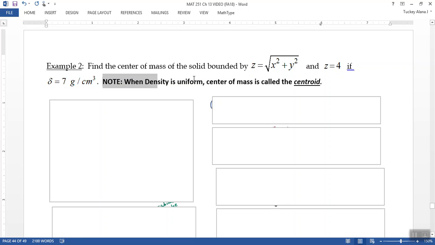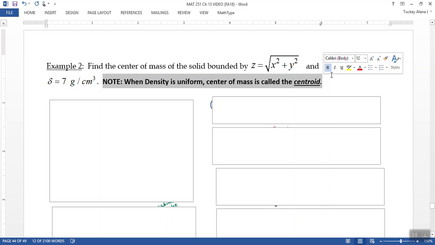Now, just a side note here, just something to notice: when your density is a uniform function like this, like 7, then your center of mass is called the centroid. It's kind of a special name for the center of mass when your density is uniform. Okay, so we have a cone and we have a plane, a horizontal plane cutting across it.